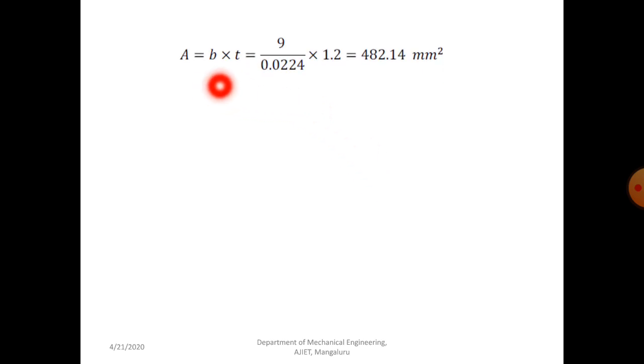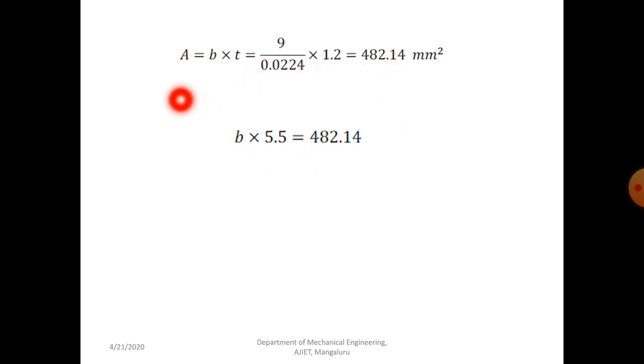So now we substitute here. The power to be transmitted is given, that is 9 kilowatt. So always write in terms of kilowatt, that's why it is 9. So divided by 0.0224, and this is the load factor. If it is not given, you assume it is 1, so no effect. But here it is 20% more, so you have to multiply with 1.2. So the area will be 482.14 mm².